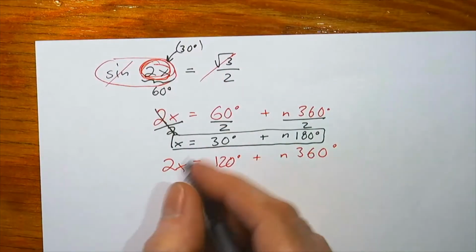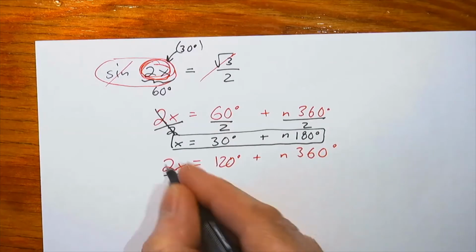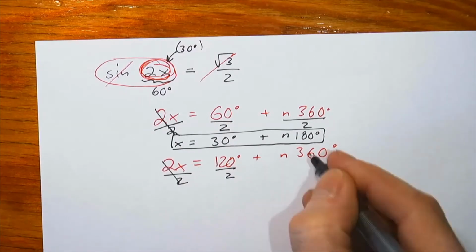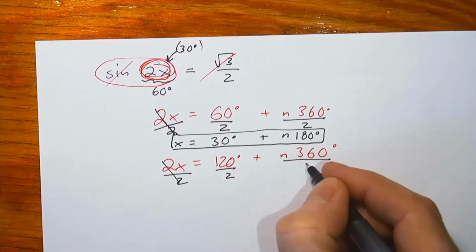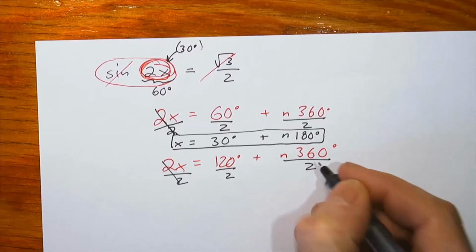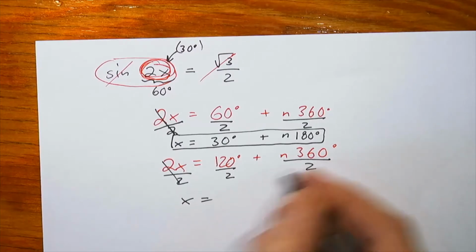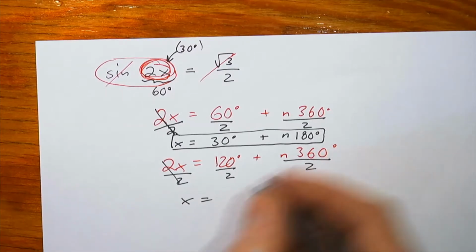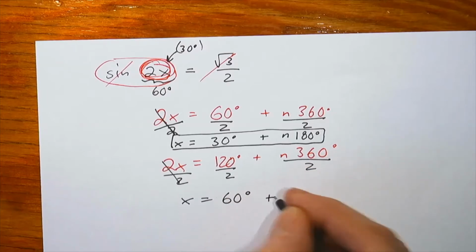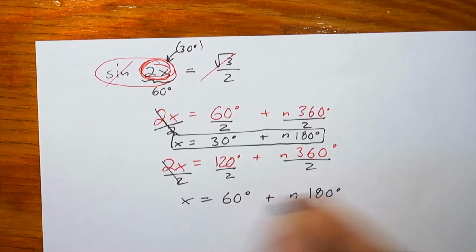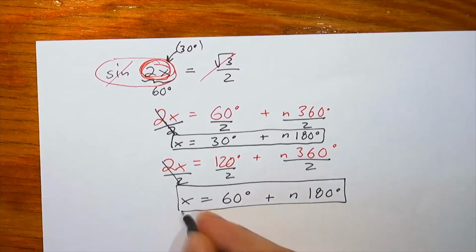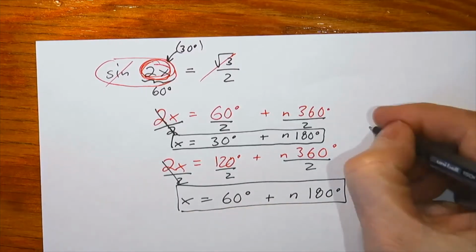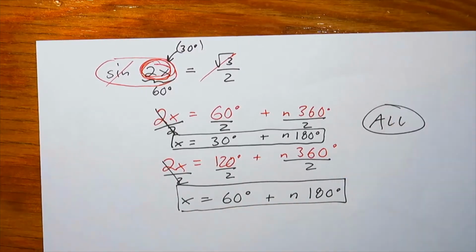Okay, so I'm going to do it again for this one. I bring down the 2x, divide by 2, divide by 2. And don't forget this thing over here. You actually divide that by 2. That's where people forget, and I have to give you half credit. You forgot that part. So 60 degrees plus n times 180. So these are our answers. All the answers.